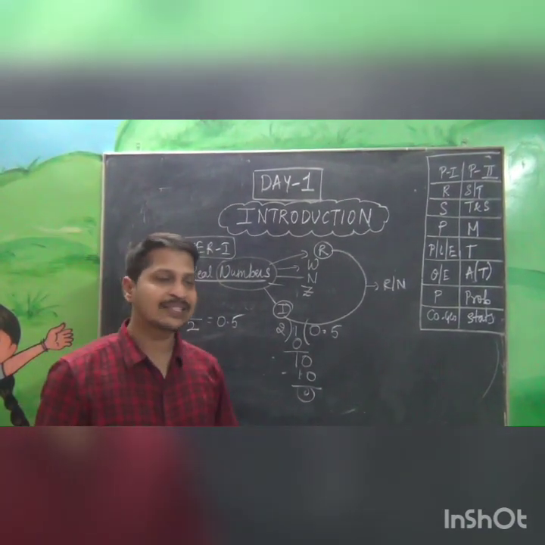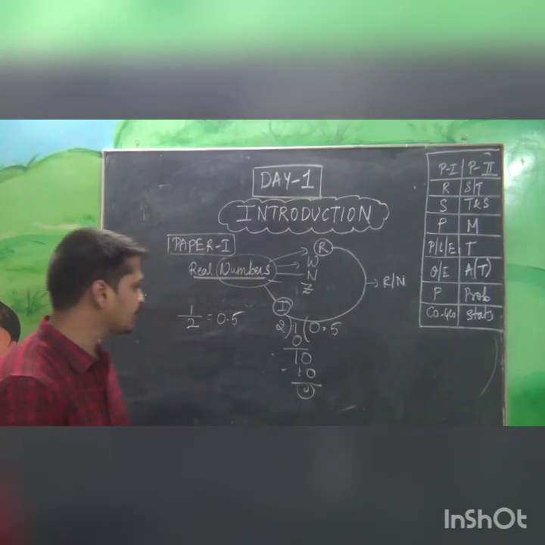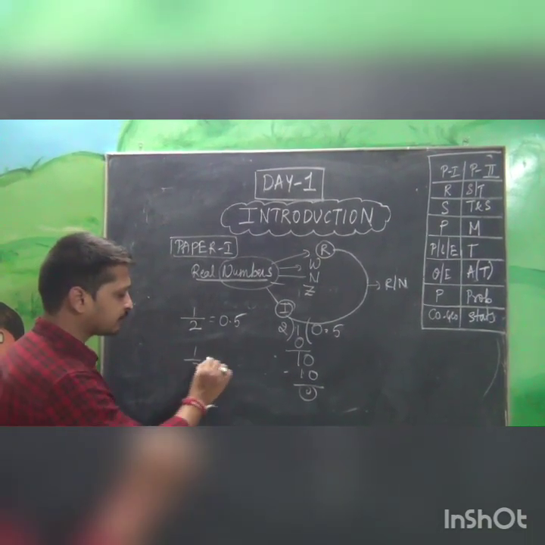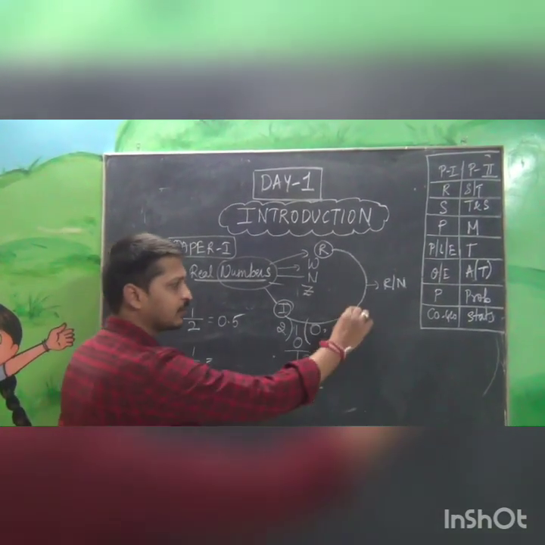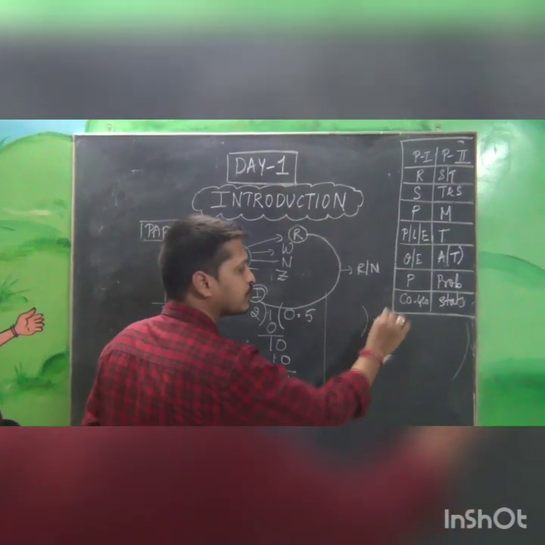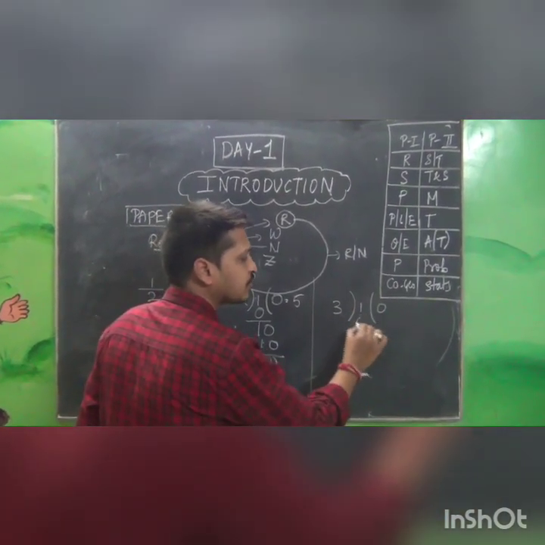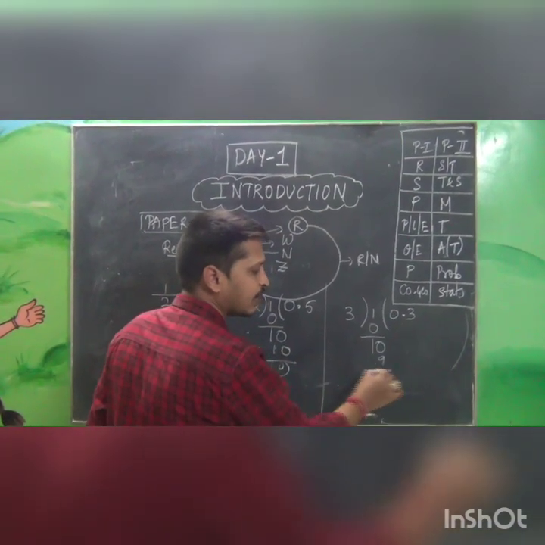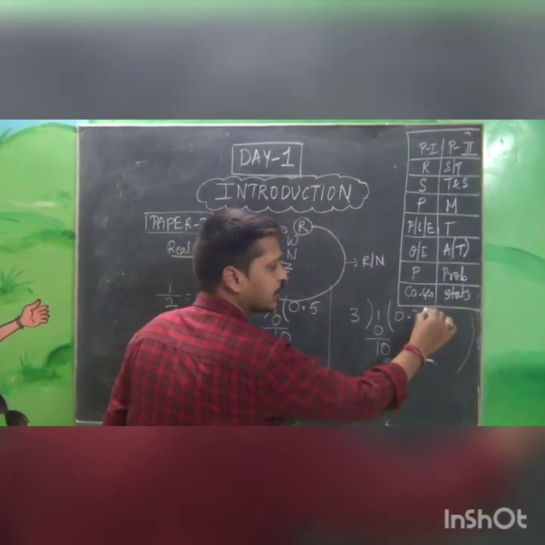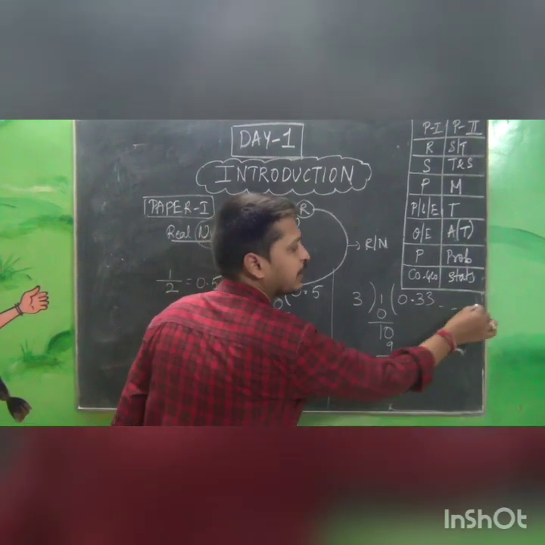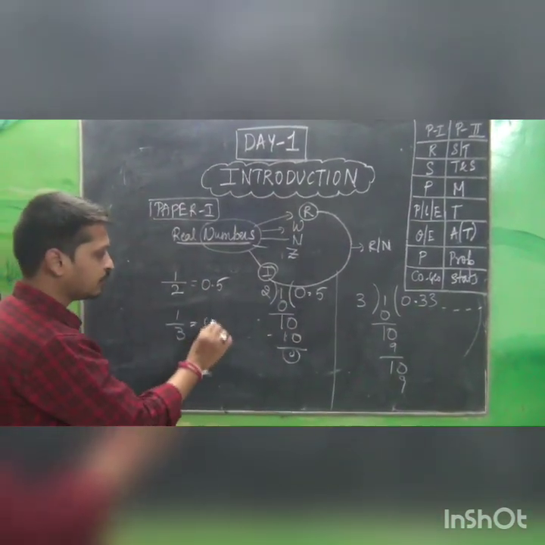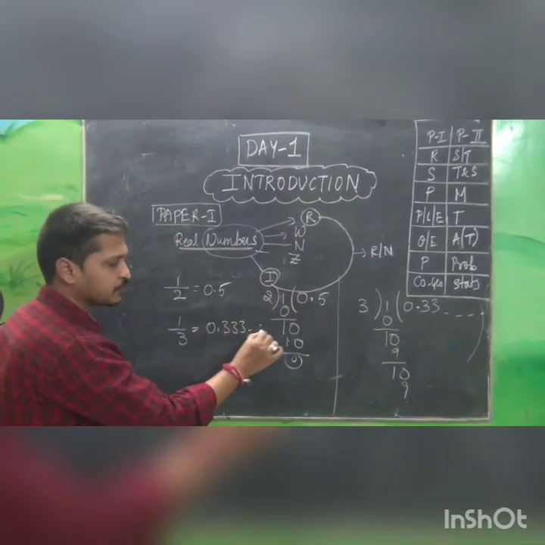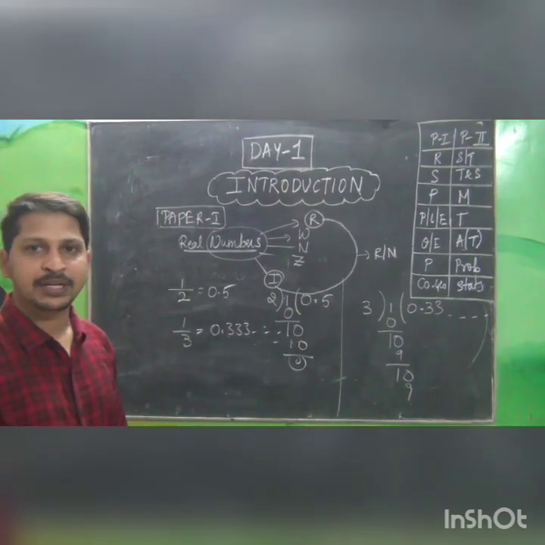Similarly, let's take the example of a non-terminating decimal, which is 1 by 3. I will divide 1 by 3. 0 threes are 0, 1, 0.0, 3 threes are 9. Again we will get the remainder, and again 3 threes are 9. So it will be repeating, which is equal to 0.333 and so on. This is nothing but a non-terminating decimal.